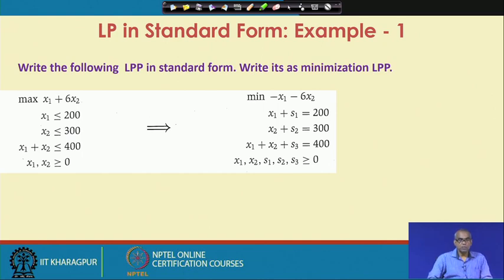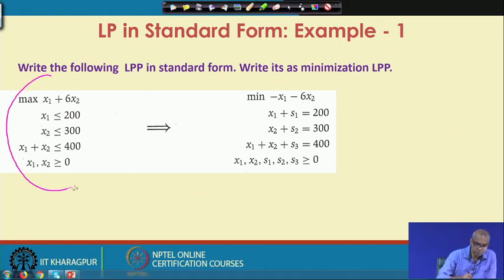Let us now take an example of converting a given linear programming problem into standard form. Let us say the original problem is given as maximize x 1 plus 6 x 2, subject to x 1 less or equal to 200, x 2 less or equal to 300, x 1 plus x 2 less or equal to 400, and x 1, x 2 greater or equal to 0. Let us say I want to express this linear programming problem in standard form, and let the standard form be minimization type.